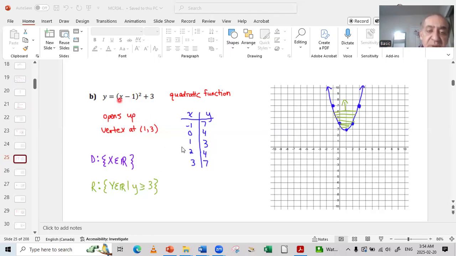After that, I assume that x, I am the one who put these numbers, I am the one who decides these numbers, x will equal 2. 2 minus 1, that's 1, all squared will be 1, plus 3, that will give me 4. And finally, I will assume that x will equal 3. 3 minus 1, that's 2. 2 all squared will be 4. 4 plus 3, that will give me 7.